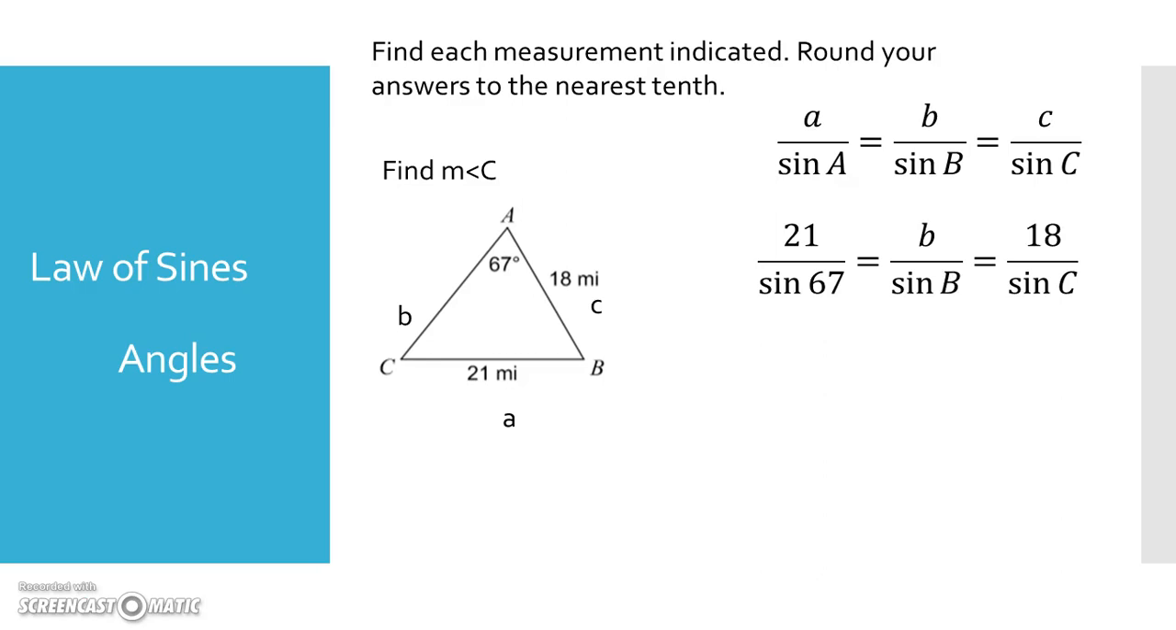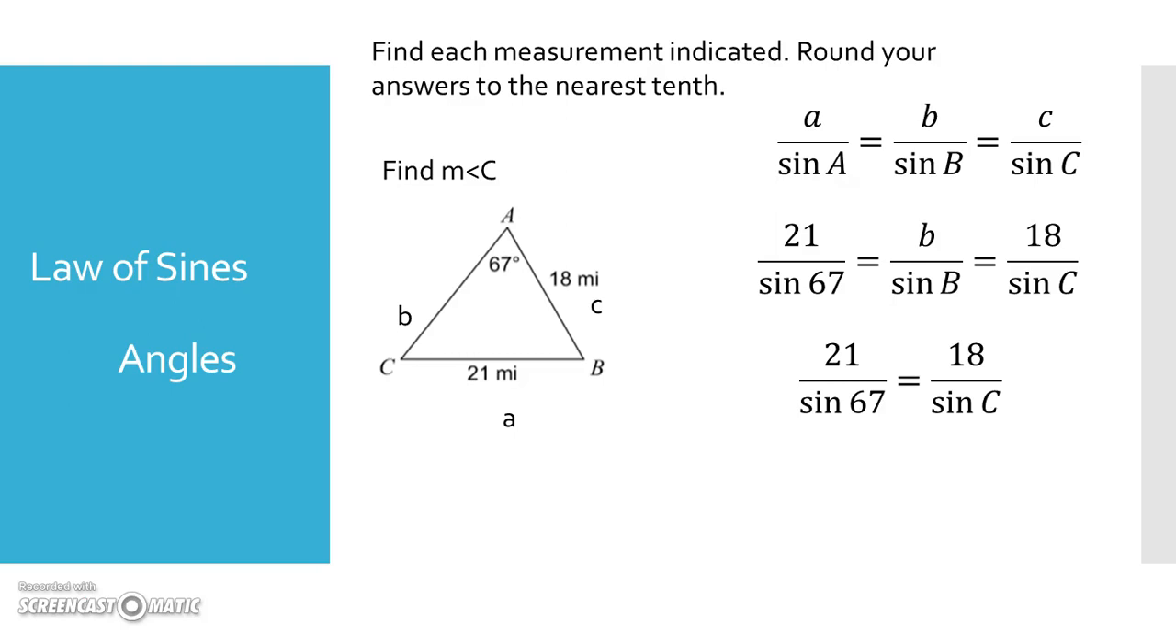Now this is a proportion, but we have too many fractions. One of these fractions is not used. We always use the fraction that has both numbers in it, so we're going to use A because it's 21 over sine 67. Then we're going to use the fraction that has the angle we're solving for. So angle C is what we're solving for. So we're going to use 18 over sine C, so we don't need B over sine B.